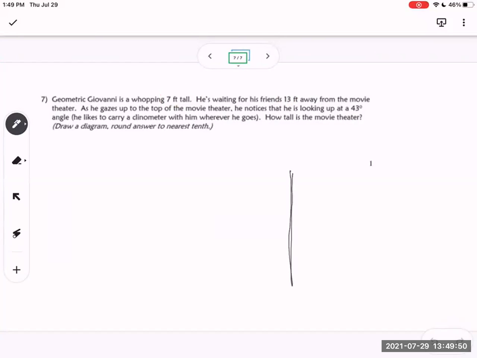So here's the movie theater. And he is waiting for his friends 13 feet away. So 13 feet is right here. He's 7 feet tall, so he's right here. And he is looking up. He notices he's looking up at a 43-degree angle. So that's off of here. This angle is 43 degrees. Everybody got it? How tall is the movie theater? So they want to know this distance right here.